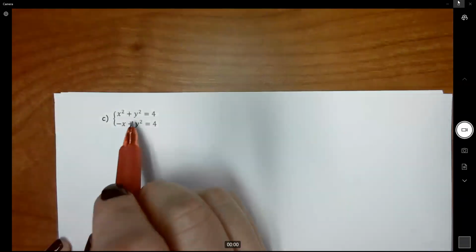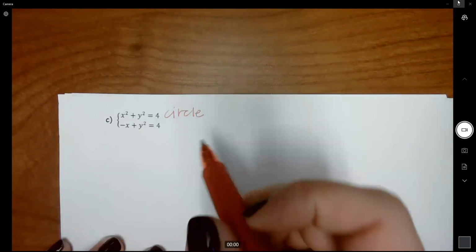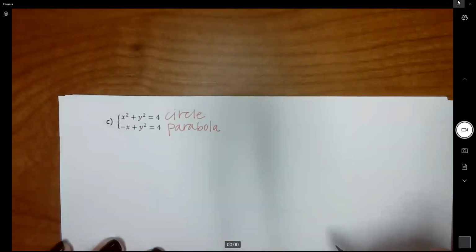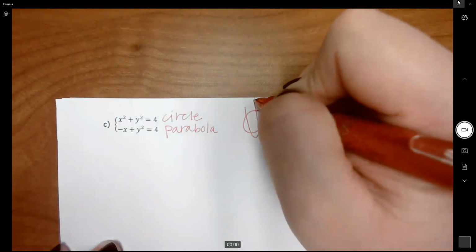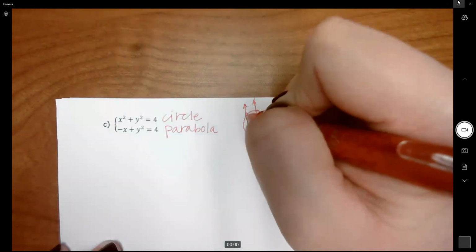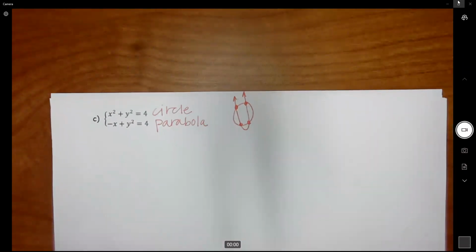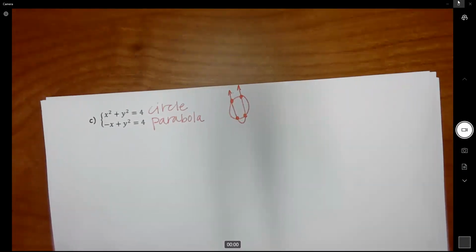Okay, here, let's name what we got. This is a circle because it's plus and the coefficients are the same. And here, because you have one that's not squared, but one that is, your parabola. So if I have a circle and a parabola, I could have as many as 4 solutions there. So let's see what we get.